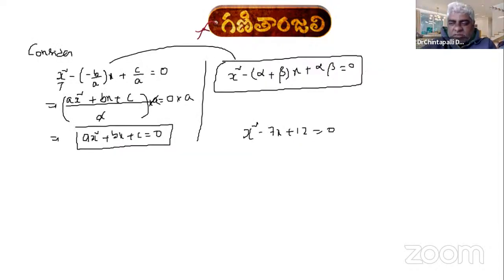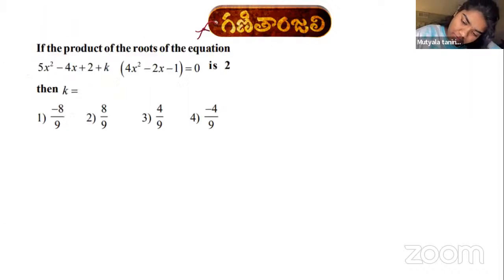To find the equation, the formula is x square minus of alpha plus beta x plus alpha beta equal to 0. To find the roots, it is minus b plus or minus the square root of b square minus 4ac over 2a. Sum of the roots is negative b over a. Product of the roots is c over a. Got it? Now, let's come to the question.